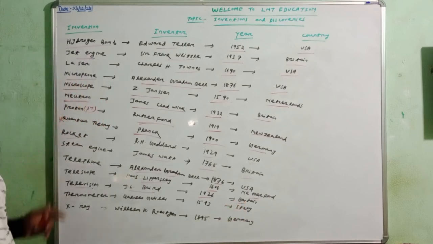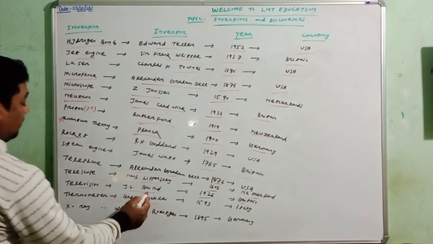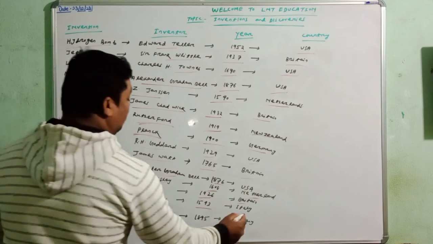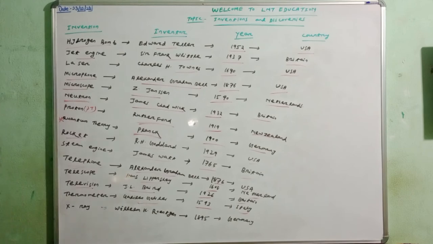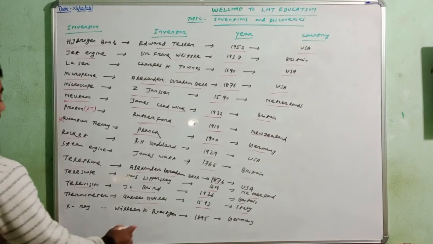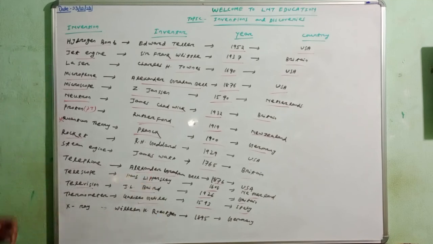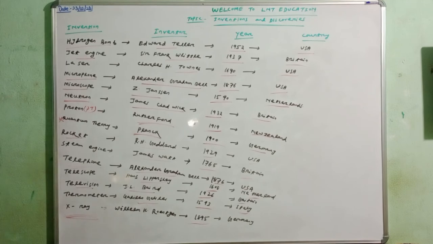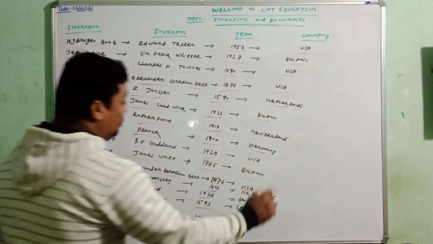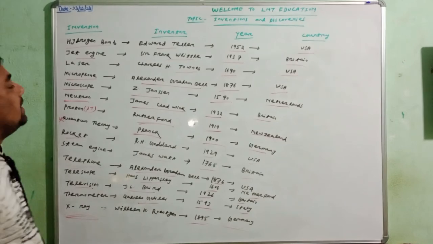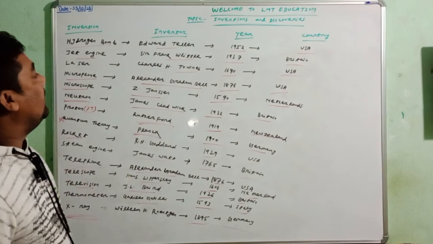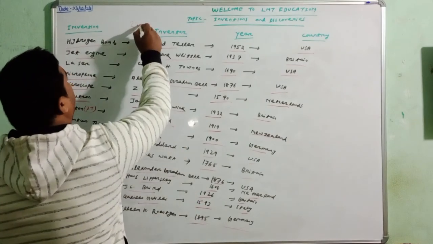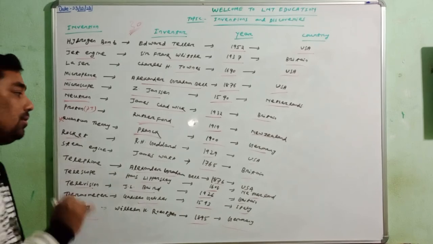Okay guys, the remaining two are there. Thermometer, Galileo Galilei is the inventor of the thermometer, discovered in the year 1593, and he belongs to the nation Italy. Then x-ray, William K. Roentgen is the inventor of x-ray. X-ray is very, very useful nowadays also. X-ray was invented in the year 1895, and he belongs to Germany. So these are the 30 important inventions and their inventors, the year in which each was invented, and the country the scientist belongs to, which I have thoroughly discussed. Very, very important for your upcoming examinations.